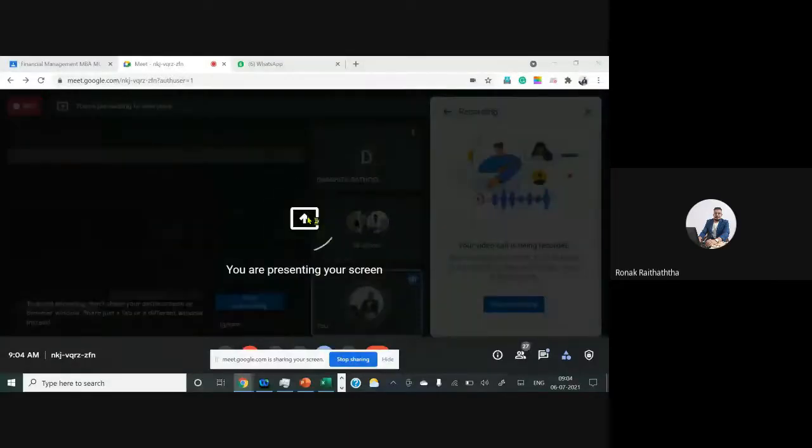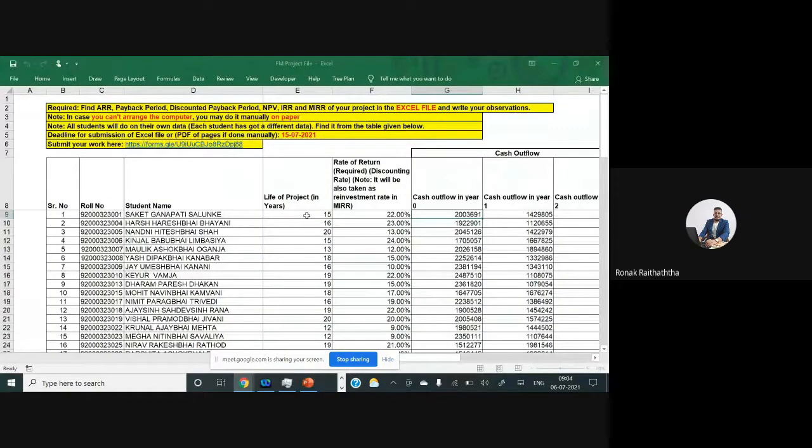Though all the instructions are explicitly given here, still, in order to avoid any sort of confusion, I'm giving you further clarification. See, every one of you has got different data to work upon. So please take care of it. No one will be able to copy anyone's work in this. That's the first one. Now, the second instruction is that you should do it in the Excel file.